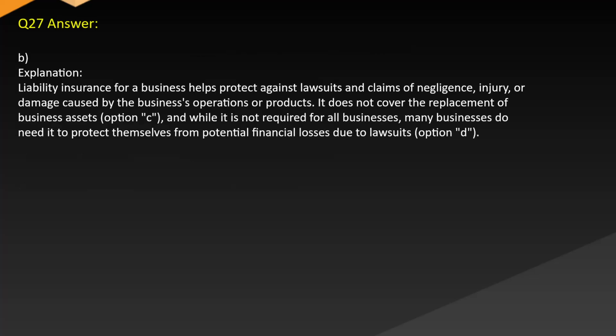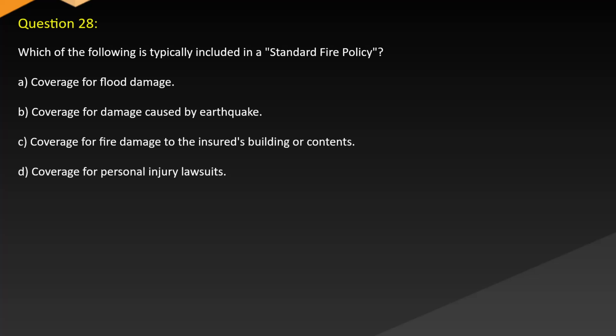Answer: B. Explanation. Liability insurance for a business helps protect against lawsuits and claims of negligence, injury, or damage caused by the business's operations or products. It does not cover the replacement of business assets, option C. And while it is not required for all businesses, many businesses do need it to protect themselves from potential financial losses due to lawsuits, option D.